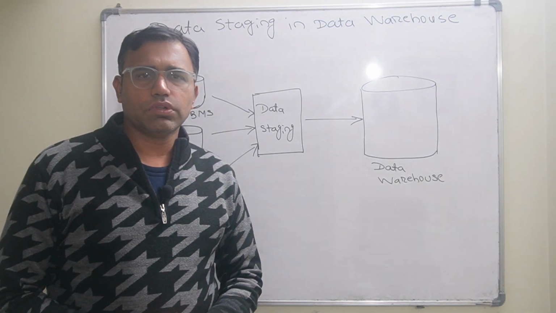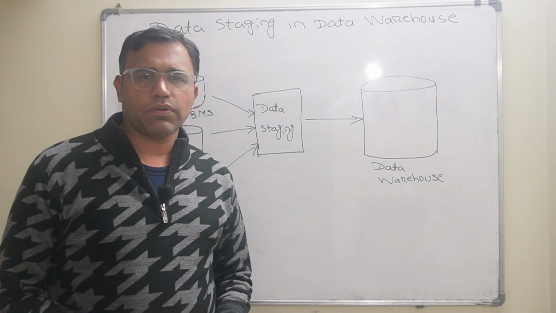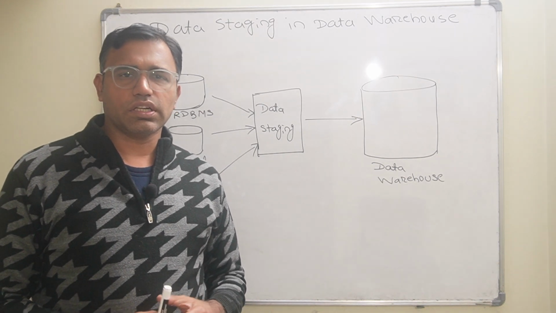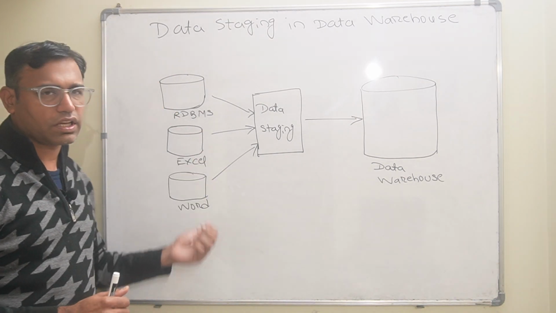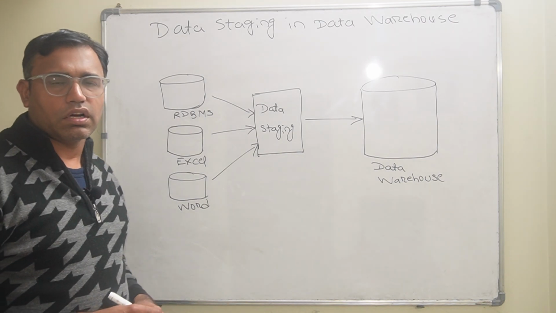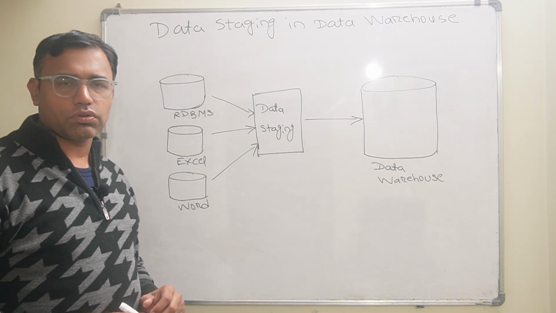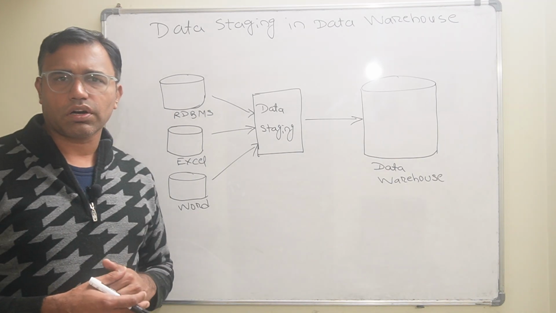Hello friends, in this video we will see the data staging in data warehouse. So whenever a data warehouse is constructed, the data comes from various sources. It can be RDBMS data, or it can come from an Excel file, Word file, Notepad file. So it can be structured data or unstructured data.